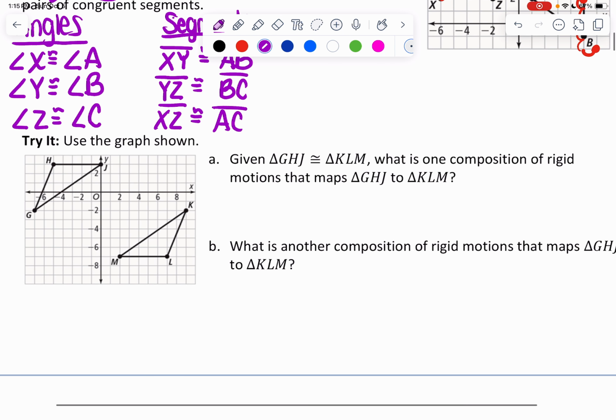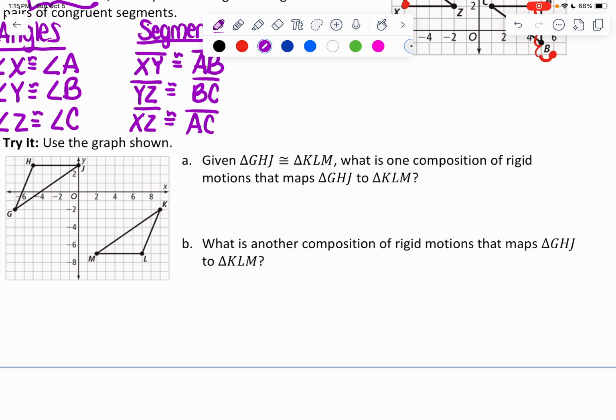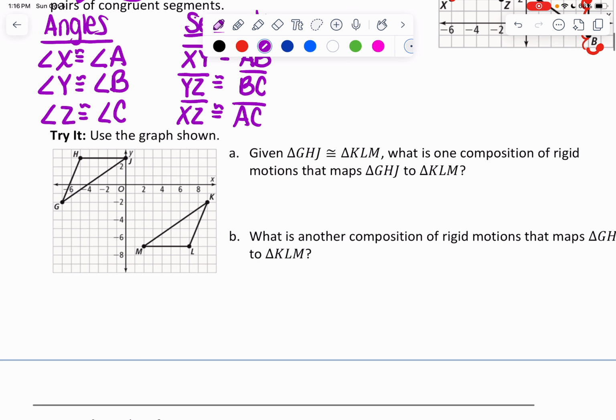Okay. So here's what I want you guys to do. I am going to post this answer key, but for right now, I want you to pause and try this one. So what's one composite that maps JHJ and LMM, and then what it goes also the other way. Pause this video for now, and I'll go over it in the video. So make sure you pause this and do it before you just move on.